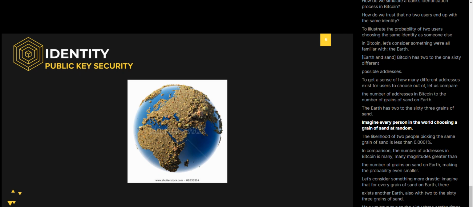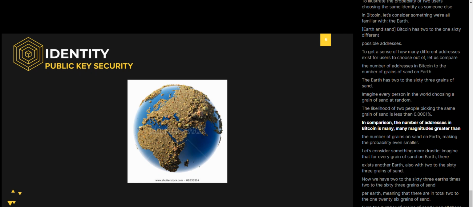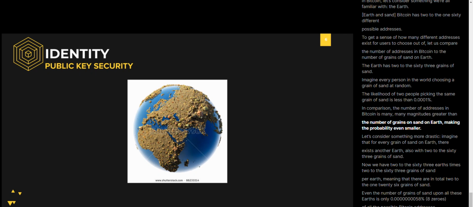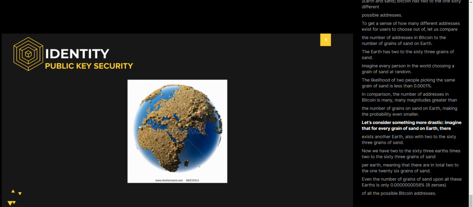Imagine every person in the world choosing a grain of sand at random. The likelihood of two people picking the same grain of sand is less than 0.0001%. In comparison, the number of addresses in Bitcoin is many, many magnitudes greater than the number of grains of sand on Earth, making the probability even smaller. Let's consider something even more drastic.